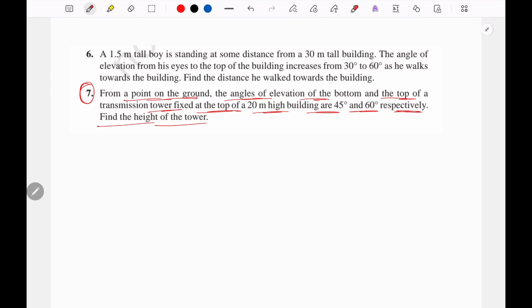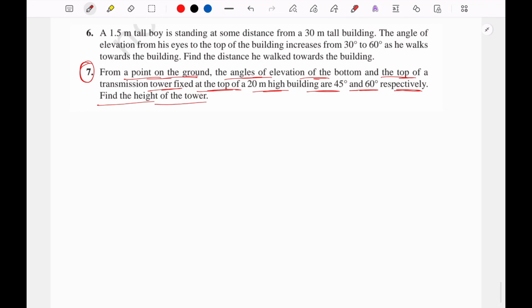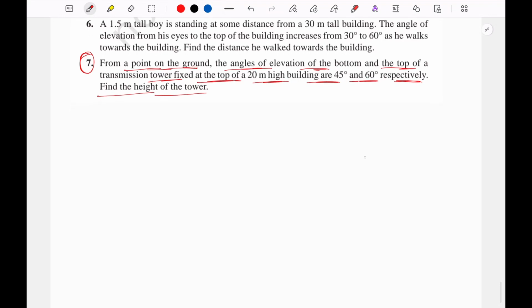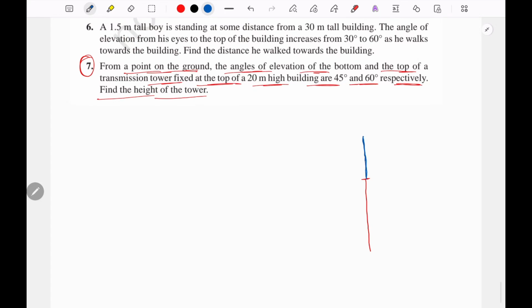So it says that a tower is fixed at the top of a 20-meter high building. So let's assume that this is the building. It says that on the top of this building a tower is fixed. So suppose this is the tower which is on the top of this building. Now the height of the building is 20 meter. So the length of this is 20 meter.